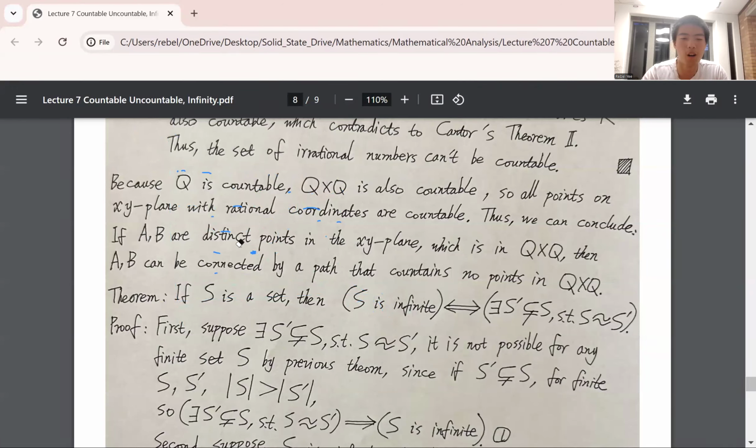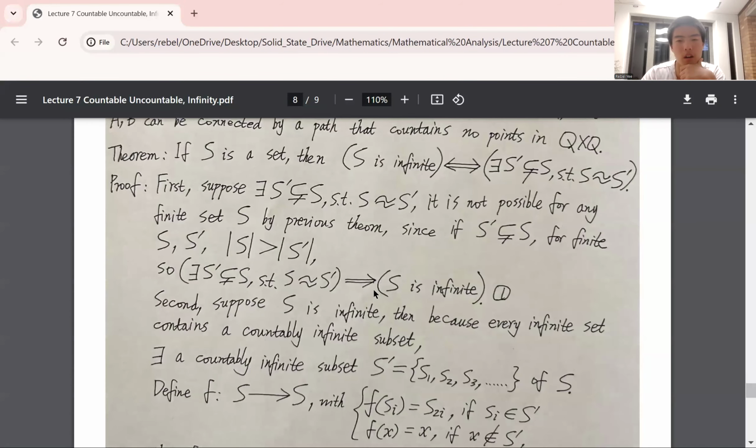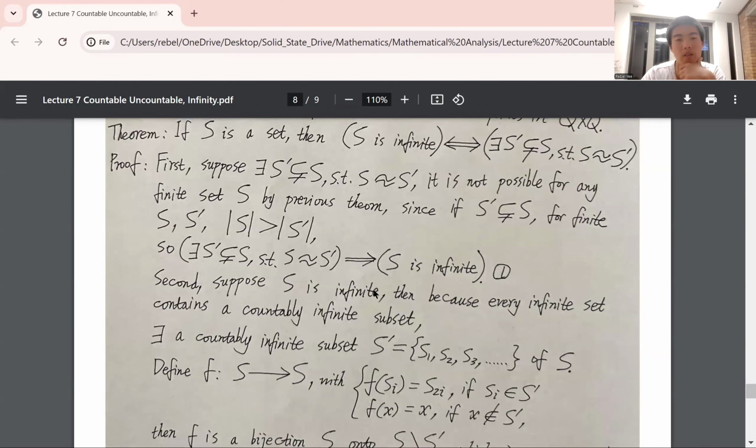Okay, so the last theorem is not usually talked about in most real analysis courses. It's usually selected content. The theorem says: if S is a set, then S is infinite if and only if there exists a proper subset of S such that S has the same cardinality as its proper subset.